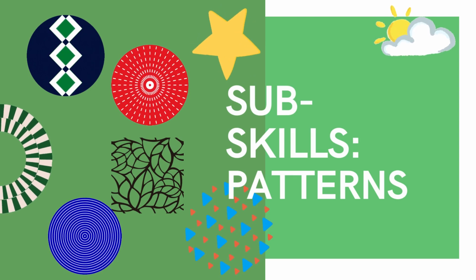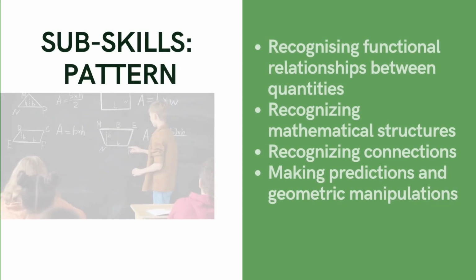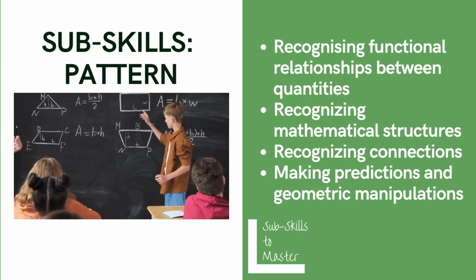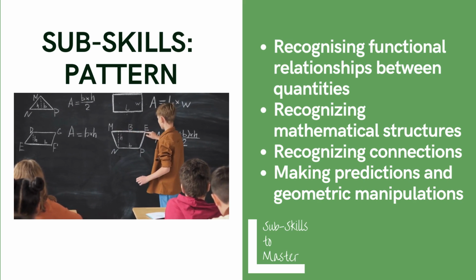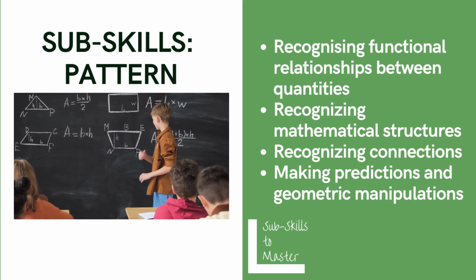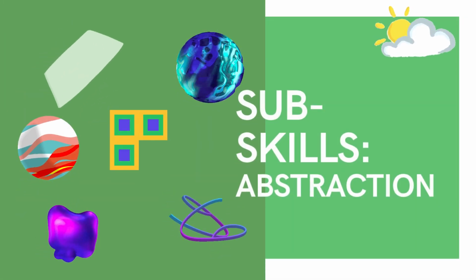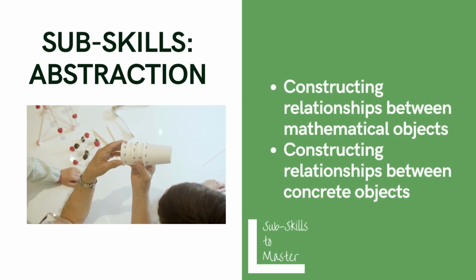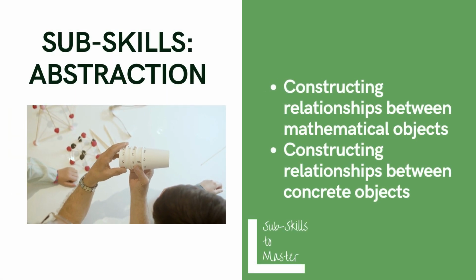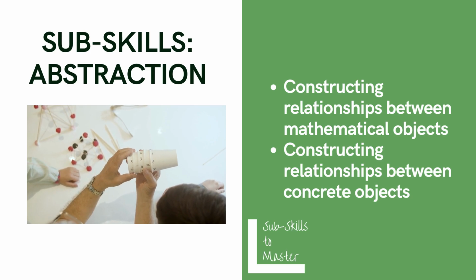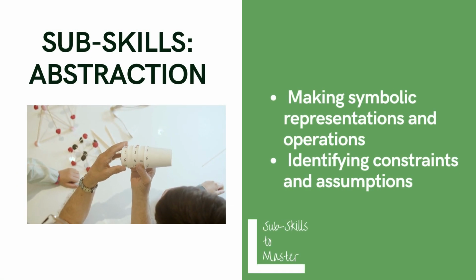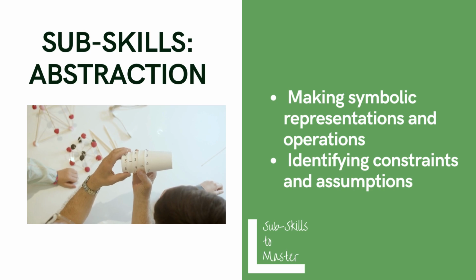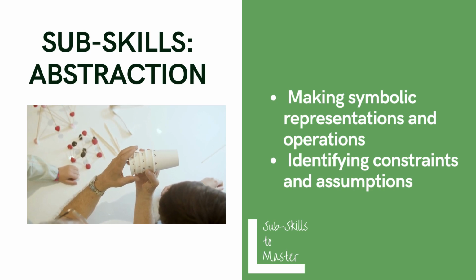Sub-skills under patterns are recognizing functional relationships between quantities, recognizing mathematical structures, recognizing connections, making predictions, and geometrical manipulations. Sub-skills under abstraction are constructing relationships between mathematical objects, constructing relationships between concrete objects, making symbolic representations and operations, and identifying constraints and assumptions.